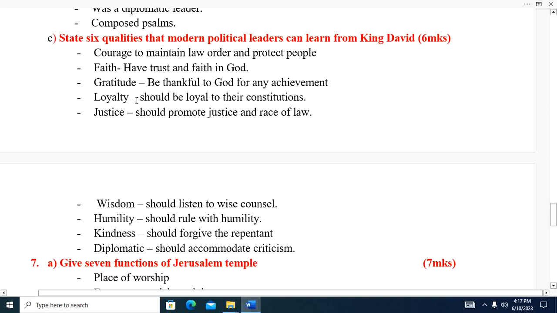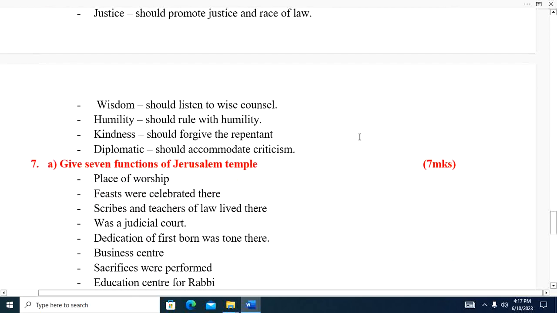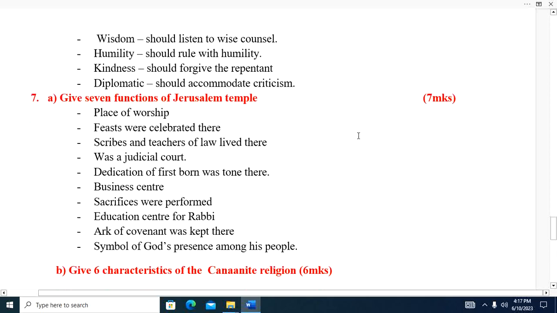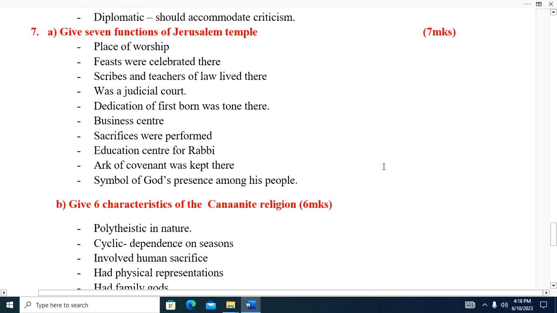Next, they should be loyal. They should be loyal to their constituents. Next, justice. They should promote justice and the rule of law. Next, wisdom. They should listen to wise counsel. Next, they should have humility. That is, they should rule with humility. Next, they should show kindness. They should forgive the repentant. Next, they should be diplomatic, should accommodate criticism.